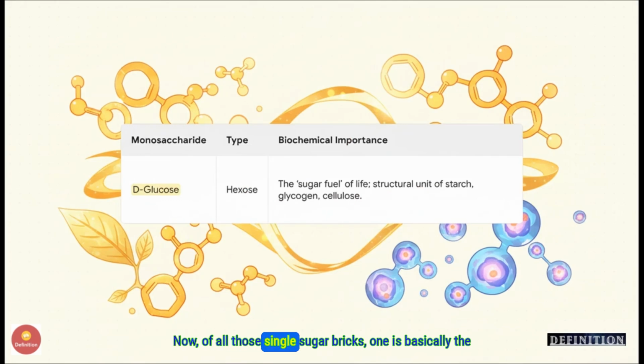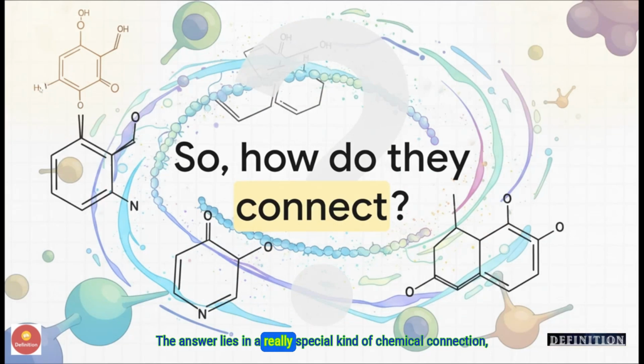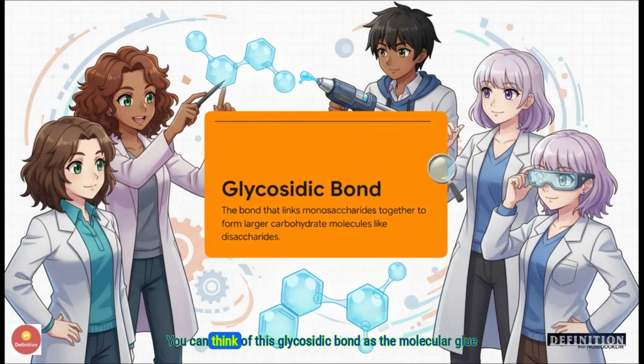Now, of all those single sugar bricks, one is basically the king of them all. Glucose. It's the universal fuel for our cells. It's the foundational unit for the most important carbs in our world, including, you guessed it, maltose. Okay, so we've got these single sugar bricks, but how do they actually connect to build bigger things, like the sugars in our food? Well, it's all about the connection. The answer lies in a really special kind of chemical connection, a bond that defines exactly how all carbohydrates are built. You can think of this glycosidic bond as the molecular glue that holds these sugar bricks together.